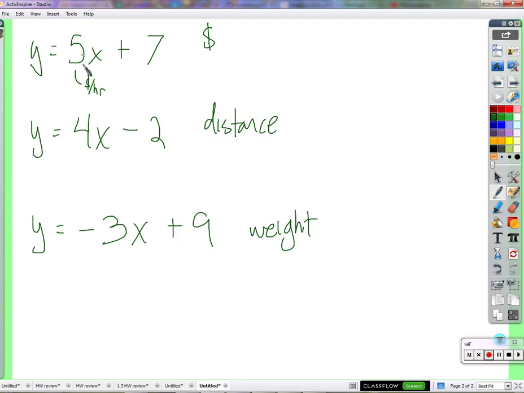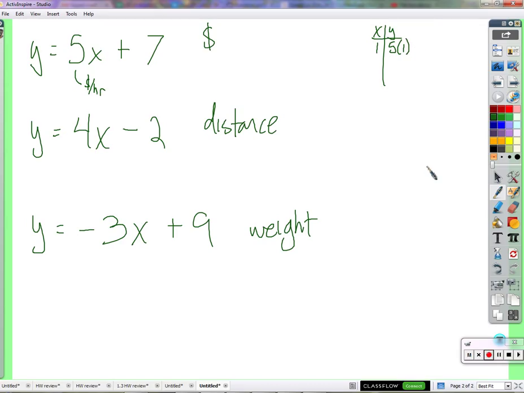$5 an hour. Let's set up a little table over here. So X represents maybe the number of hours, that's what we're saying, and Y would be the total amount of money that we have. So if I work for 1 hour, then how would I calculate how much money I have? Times by 5. 5 times 1. And? 5. That's it?